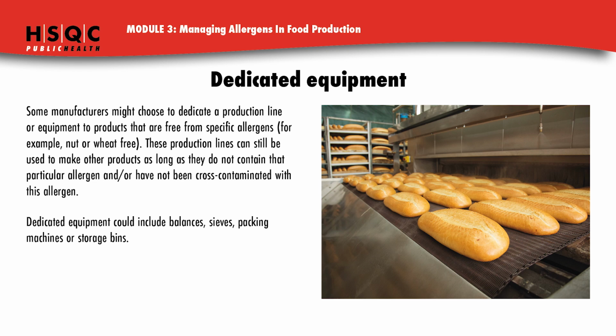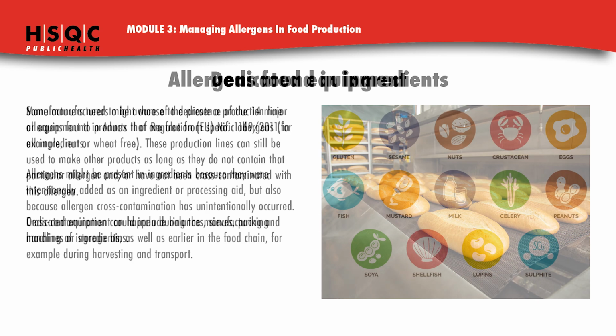Dedicated equipment. Some manufacturers might choose to dedicate a production line or equipment to products that are free from specific allergens, for example nut or wheat-free. These production lines can still be used to make other products as long as they do not contain that particular allergen and/or have not been cross-contaminated with this allergen. Dedicated equipment could include balances, sieves, packing machines, or storage bins.